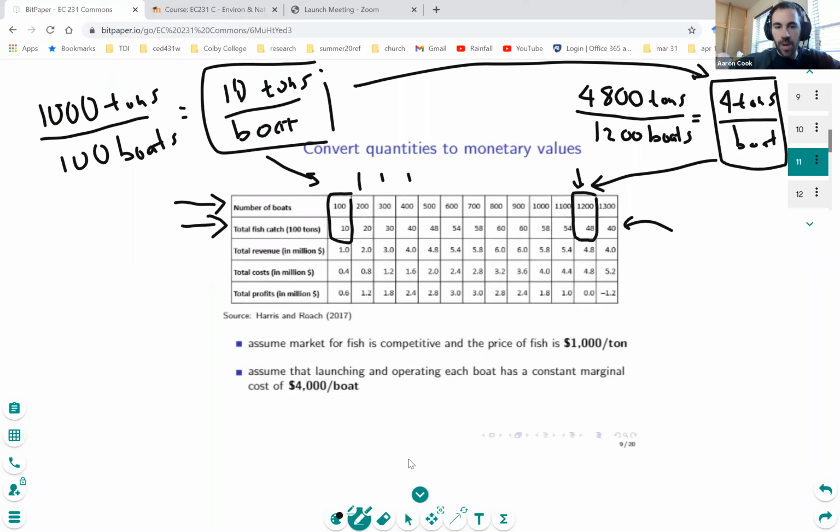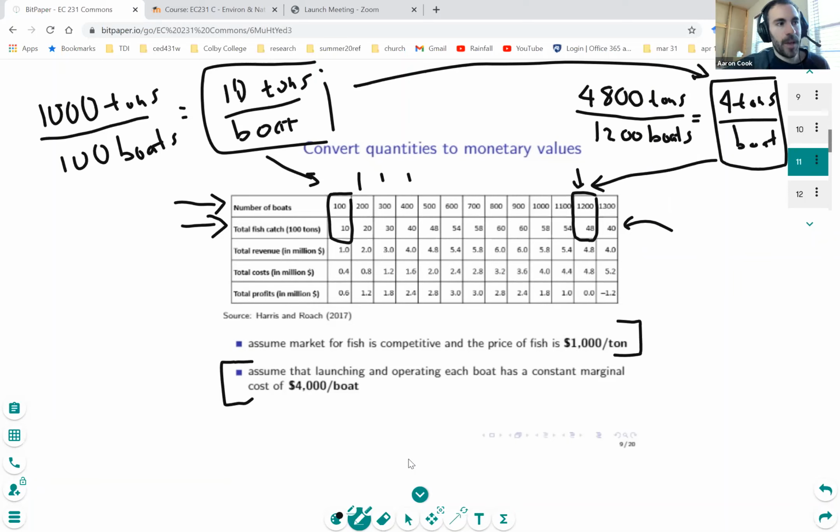So the economic variables that are going to be important here are, we're going to assume that the price of fish is $1,000 per ton. That just lets us convert the tons of fish caught into dollars. And then we can compare those dollars to the dollar costs of fishing, and that will give us some criteria for evaluating the economic outcomes under different policy regimes. So the price of fish is $1,000 per ton. The cost of fishing, again, this is a very simplified example, but let's say that launching an additional boat, the marginal cost of doing that, is $4,000 per boat.